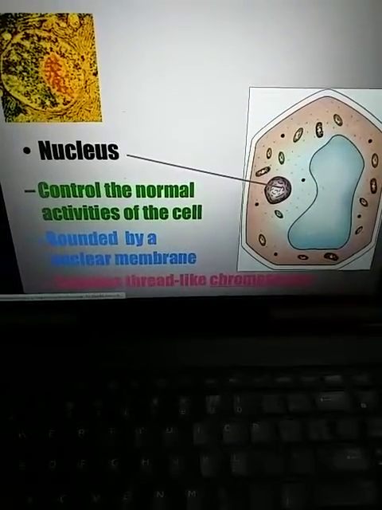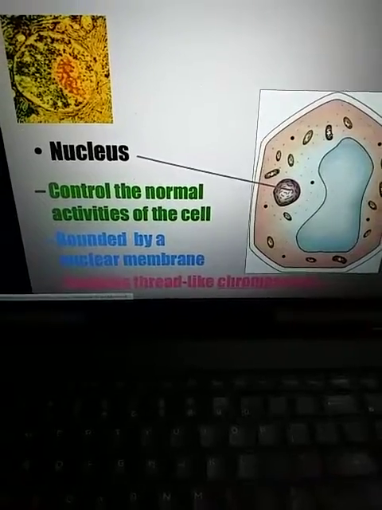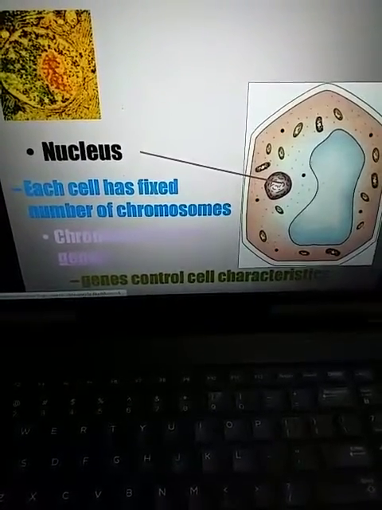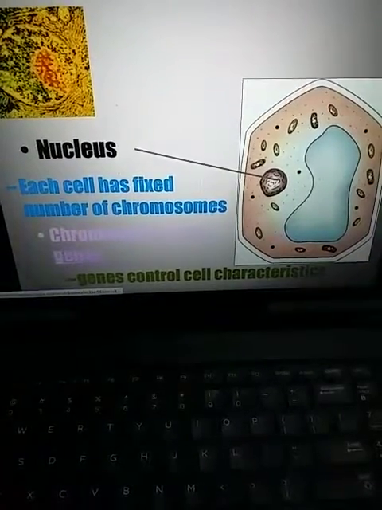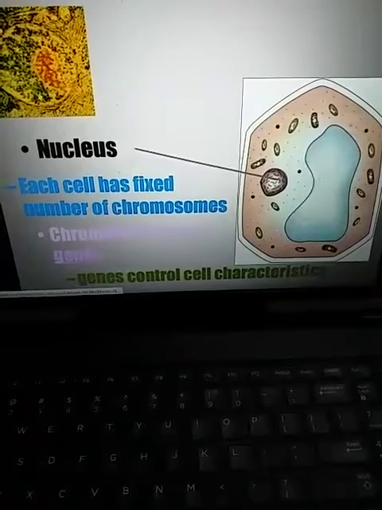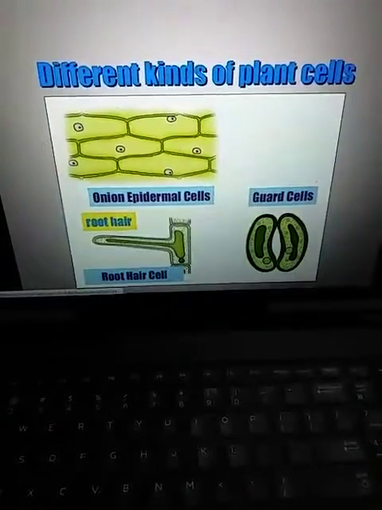Now students, next you can watch what is the specification of the nucleus. Each cell has a fixed number of chromosomes, and these chromosomes are present in the nucleus of the cell.